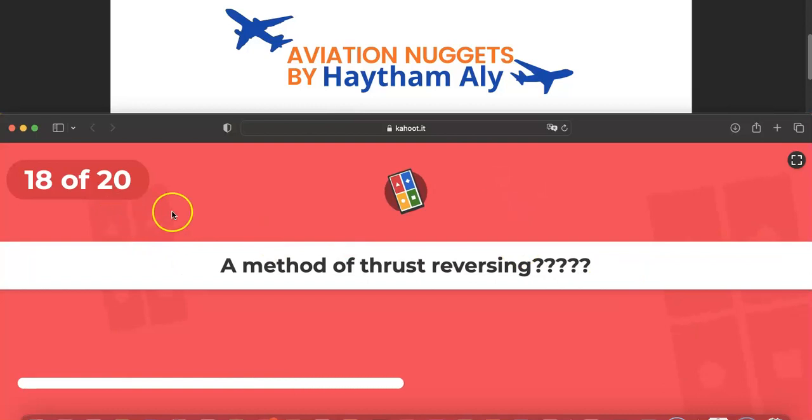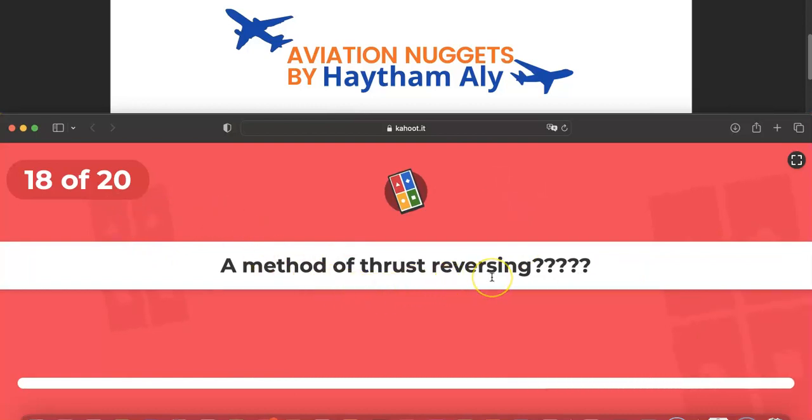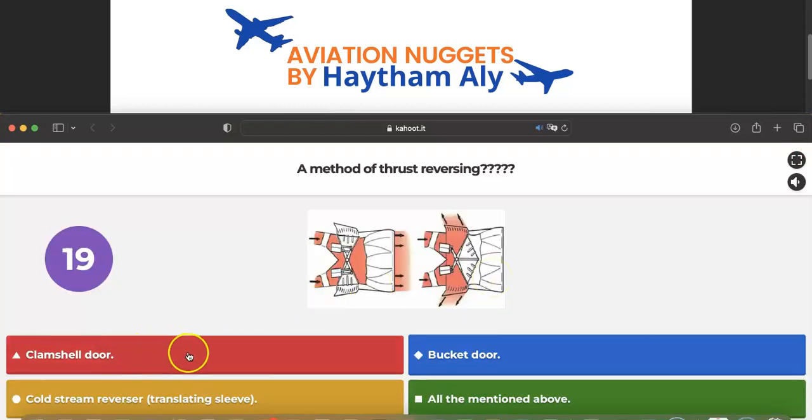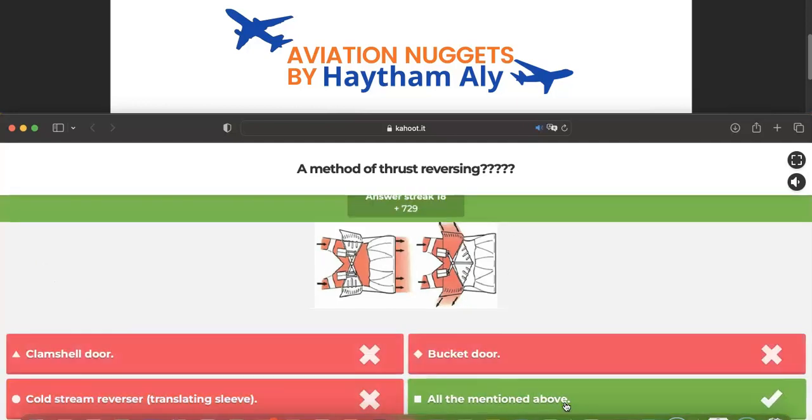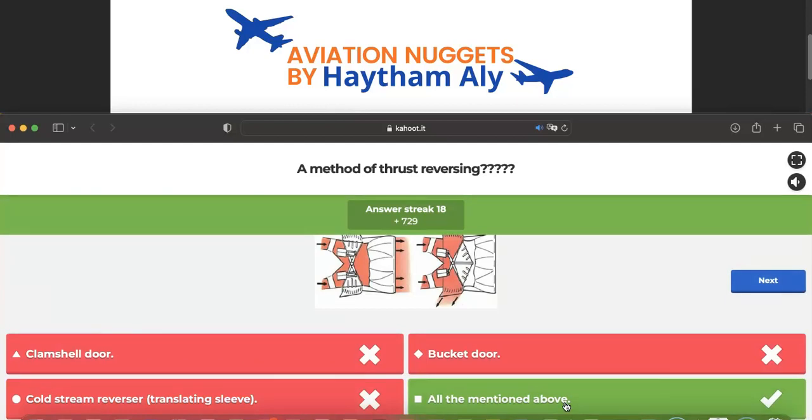Question 18 of 20. A method of thrust reversing: clamshell door, bucket door, cold stream reverser, translating sleeve, all the mentioned above. The right answer is all the mentioned above. Yes, all these types are used to deflect either hot stream or fan stream, or a combination of them.